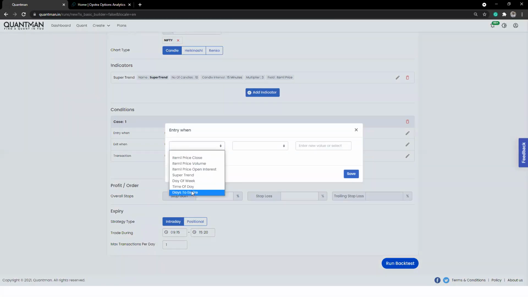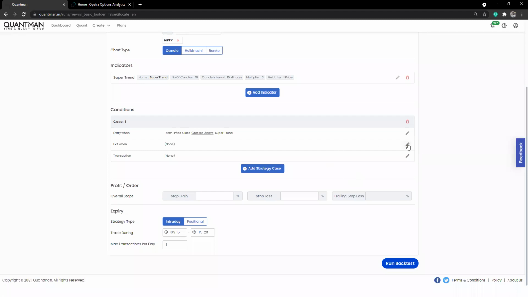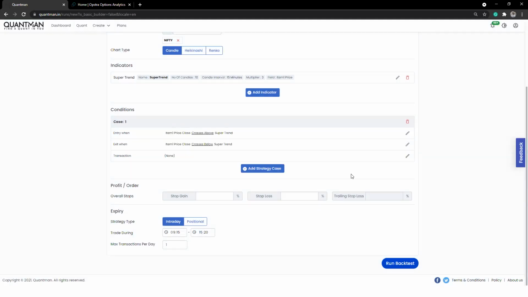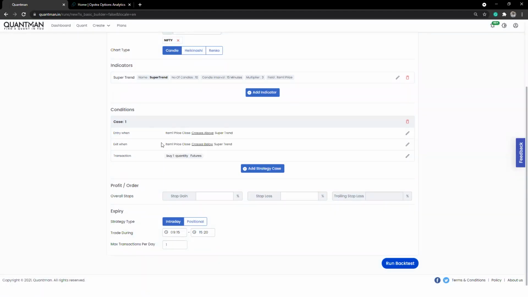So I'll say, if the close of the candle is crossing above the super trend, that is my bullish condition, and that is where I'm going to enter into long futures. I'm going to exit the long futures if the close is crossing below the super trend. I'll save it. So it's a very simple trend following approach, right? It's not a complicated one. Here in the transaction section, I'm going to say, yes, I want to buy one lot of futures. I'll save it. So this is a bullish case.